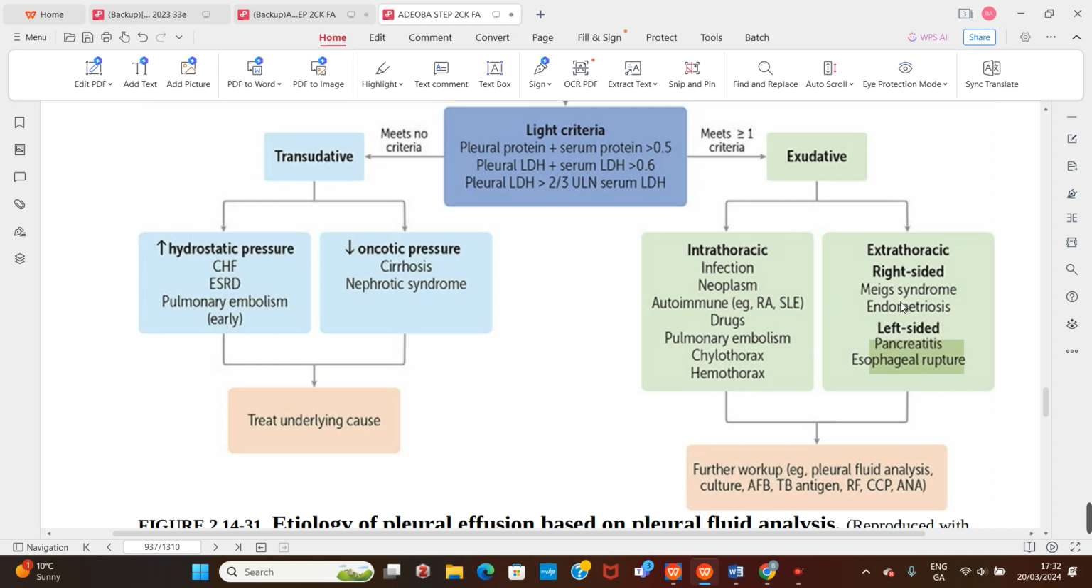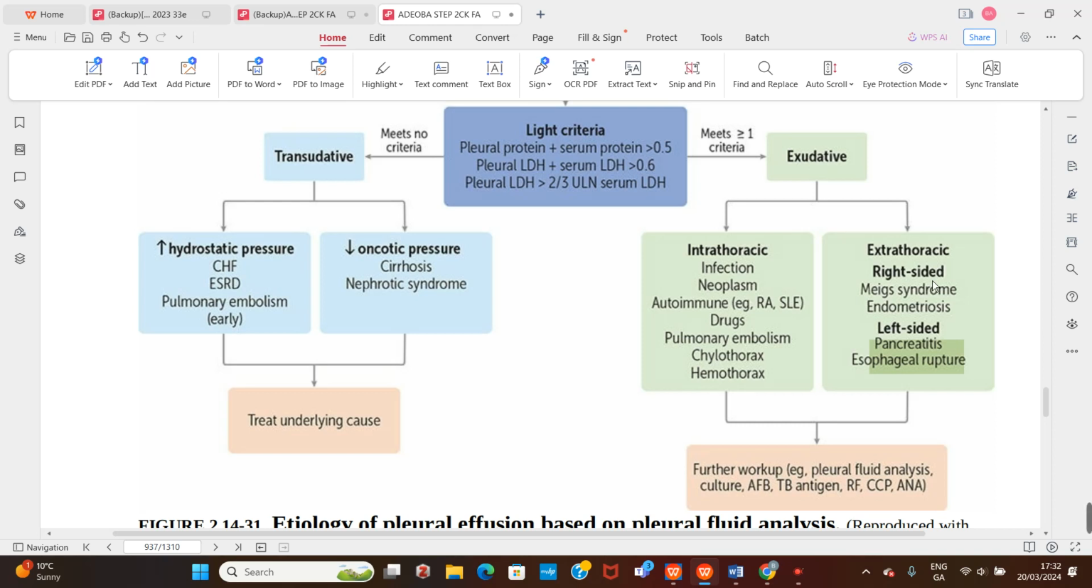Extrathoracic, they are coming from outside the lungs, from outside the thorax. So, for example, it can be right-sided, like in people with Meigs syndrome. Meigs syndrome is just a triad of ovarian fibroma, ascites, and right-sided pleural effusion. It's more common on the right because the transdiaphragmatic lymphatic channels are bigger on the right than on the left. So that means they have a very high chance of draining some of those ascitic fluid into the right side because their own diameter is wider.